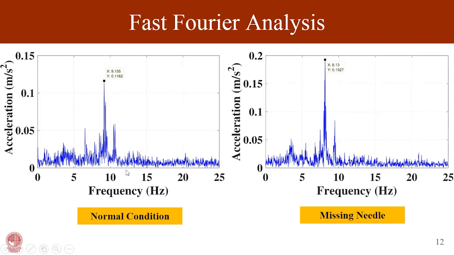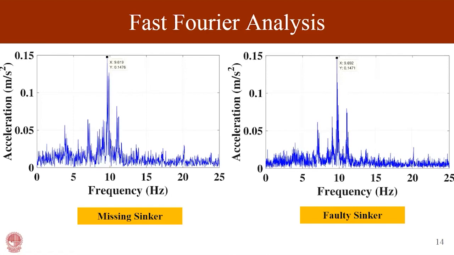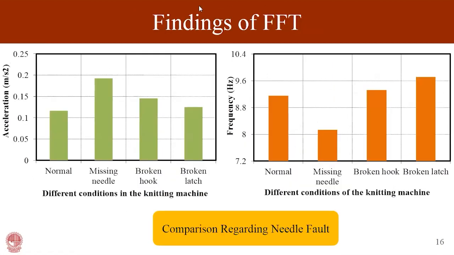So we do this for all kinds of faulty condition data, for normal condition and missing needle conditions. And as a result, we can see different graphs of vibration, and we can compare that later. Now, if we see the comparison of the vibration amplitude and vibration frequency, you can see that the vibration amplitude changes significantly during different faults, and the vibration frequency also changes during different faults.